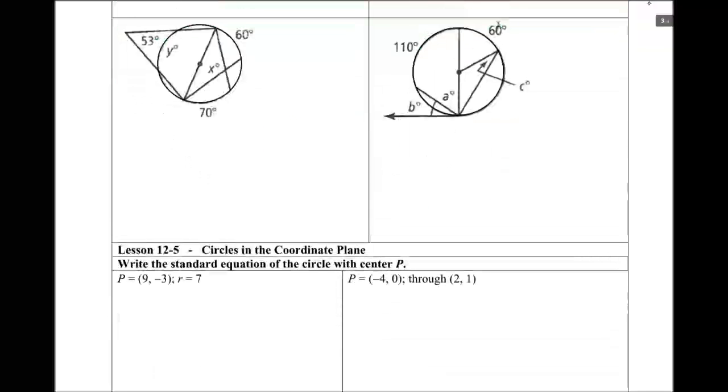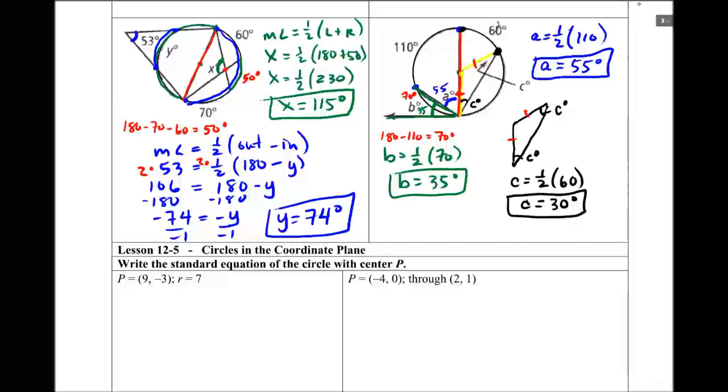Pause the video and do the next two problems. They look a little more complex. I still believe you can do them. These look like angle problems. Okay, hopefully those went pretty nicely.